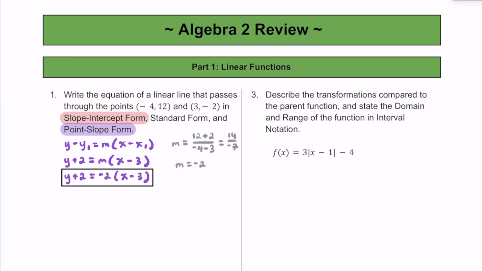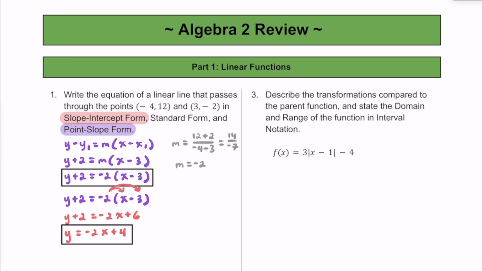Next, let's write this equation in slope-intercept form. To do that, we can just take our point-slope form and rearrange it a bit. So let's distribute this -2 to both of the terms inside the parentheses. If we do that, we get y plus 2 is equal to -2x plus 6. And then if we take away 2 from both sides, we get y is equal to -2x plus 4. This would be our equation in slope-intercept form.